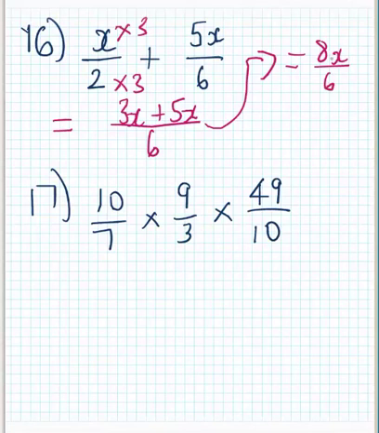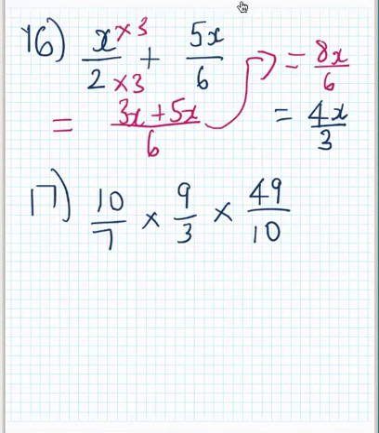Now don't stop there. Because there is no plus or take away separating 8 and x, we can simplify the 8 and 6. So 8 and 6, if we divide them both by 2, we end up with 4x over 6 divided by 2 is 3, and that's it. Don't turn this into a mixed fraction. Because we have x here, there's algebra in there, we stop there.